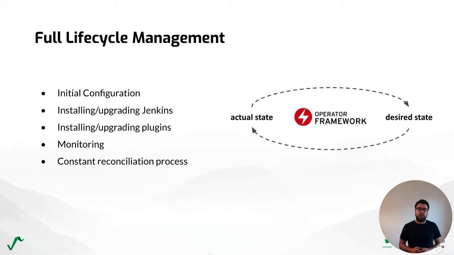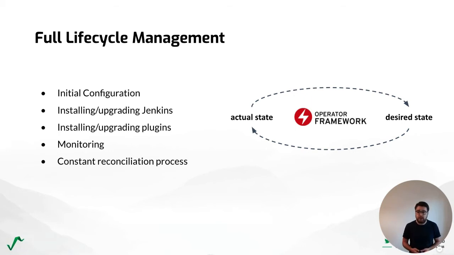Moving on to full lifecycle management. In terms of Jenkins, it usually involves initial configuration, installing, upgrading Jenkins, installing, upgrading plugins, which is quite problematic sometimes, especially in terms of dependencies, managing different versions. So it's always good to have a kind of automation here. Of course, monitoring, and this leads us to a constant reconciliation process.